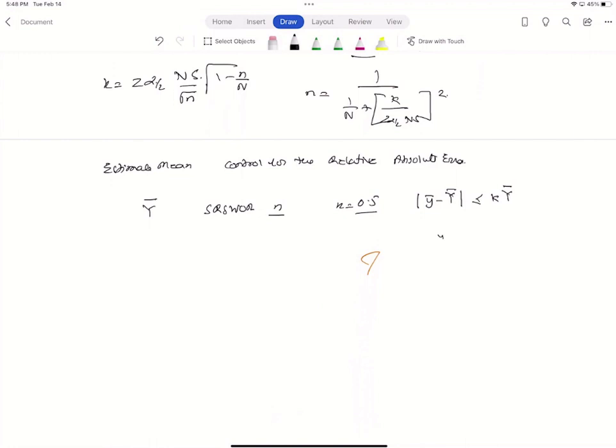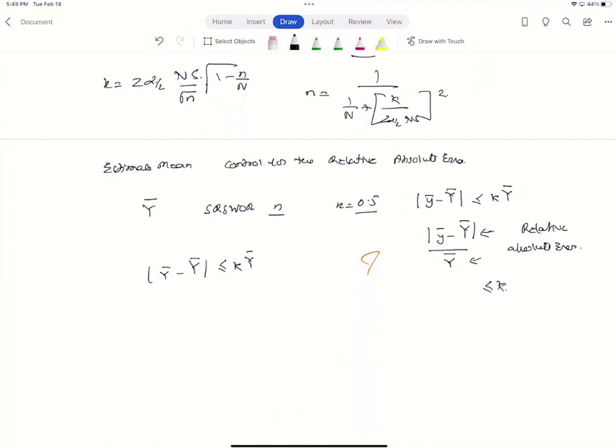So then what that k becomes is small y bar minus big Y bar, absolute value, divided by Y bar. So this is the relative absolute error, right? This one is the absolute error, and this is divided by the mean. It becomes a relative absolute error, and we have stipulated that it has to be less than a certain value. Now this is what we have: y bar minus capital Y bar is less than k Y bar.